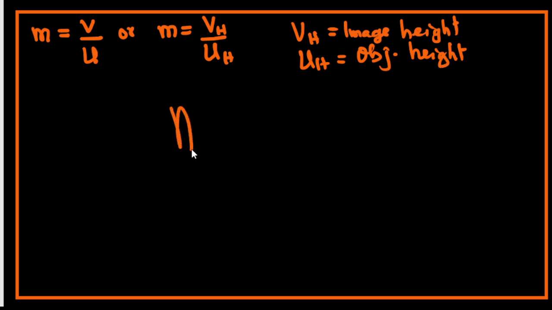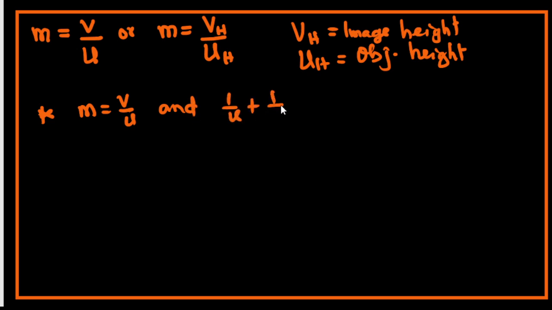In some texts, you'll see a negative written beside the formula. The negative there is to help the convention in a certain way. It's not necessary for you to have that there, provided you know what you're doing. So the two formulae you are using, like I said, are m equals v over u, and 1 over u plus 1 over v equals 1 over f.